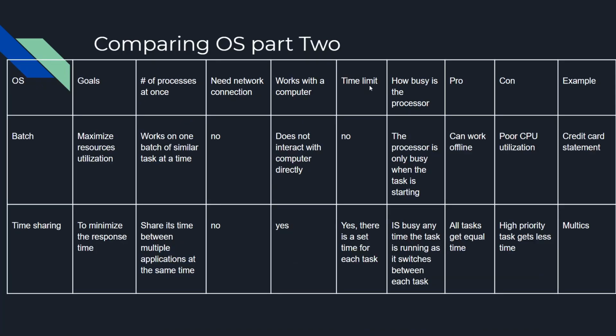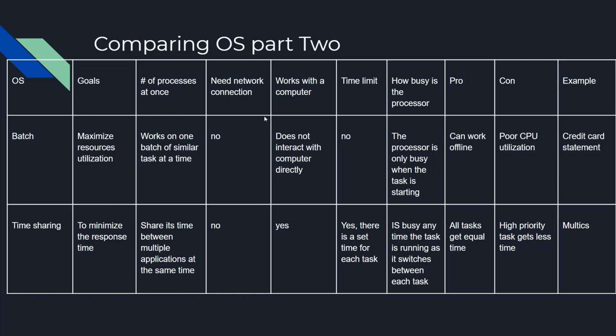And now with the main comparison, I talked about each of the five systems. I talked about what the goals are, and the number of processes it can do at once. So batch can do one batch at a time, while time sharing does multiple applications at the same time. Does it need a network connection? Does it work with a computer? Is there a time limit? How busy is the processor? And pros and cons and an example. To highlight some of the more interesting features.